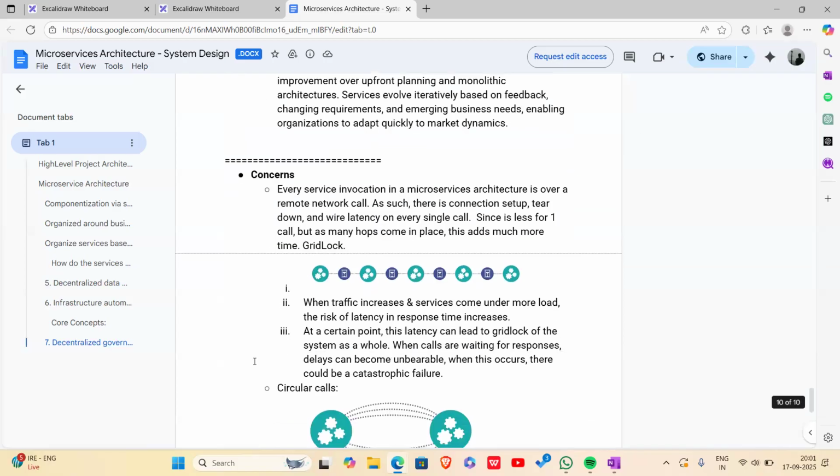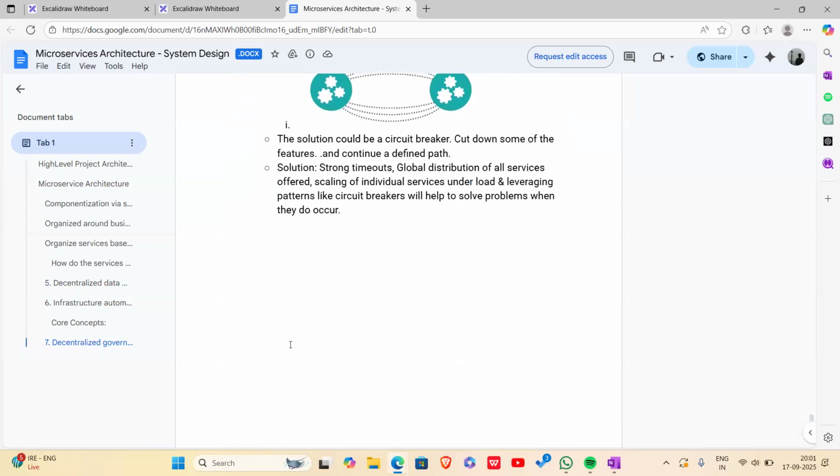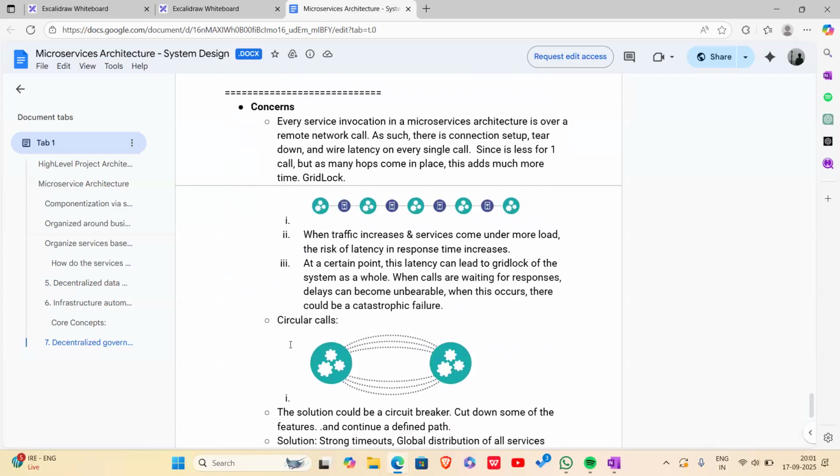Every service invocation in microservices is over a remote network call. As such, there is a connection setup and teardown, which adds wire latency to every single call. So that is what it's all about.